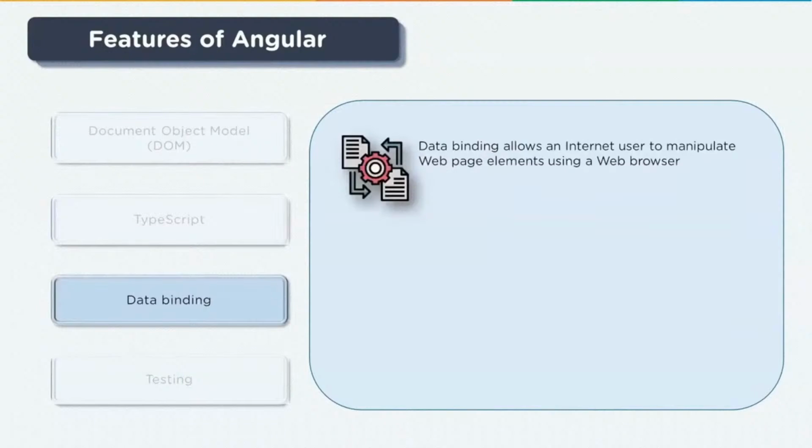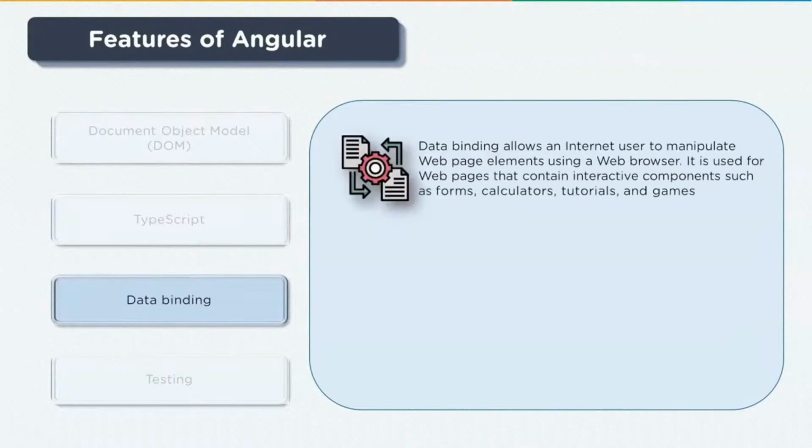Next up is data binding. Data binding is a process that allows you to manipulate web page elements using the web browser. It mainly employs dynamic HTML and does not require complex scripting or programming. It is used in web pages that include interactive components like calculators, tutorials, games, etc. Incremental display of a web page makes data binding extremely convenient when pages contain a large amount of data.